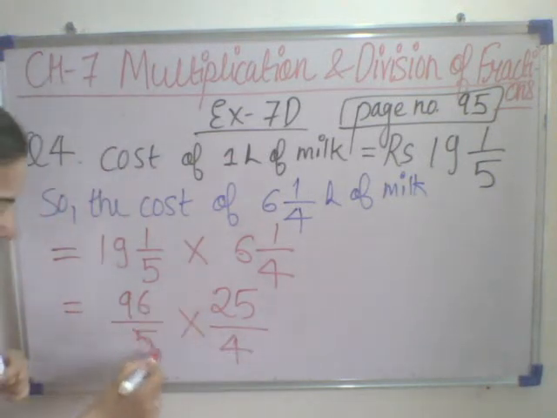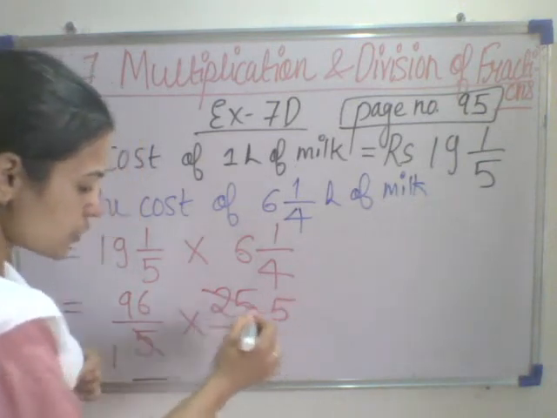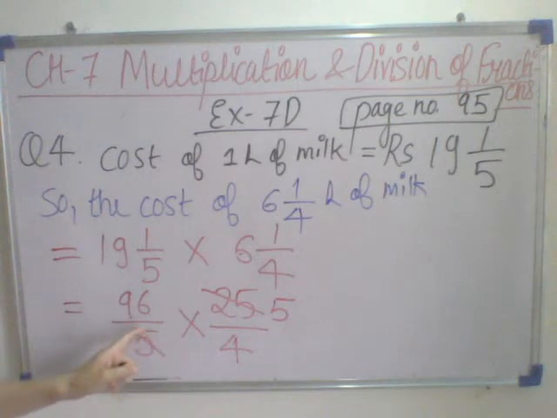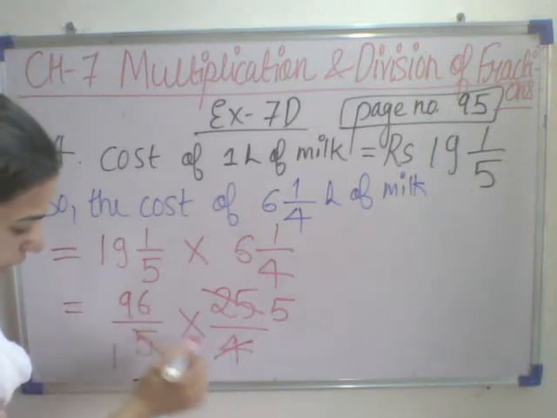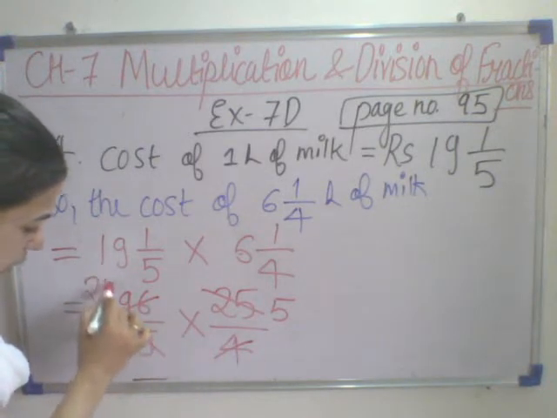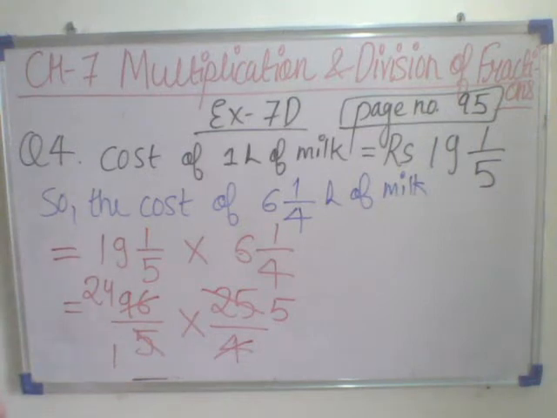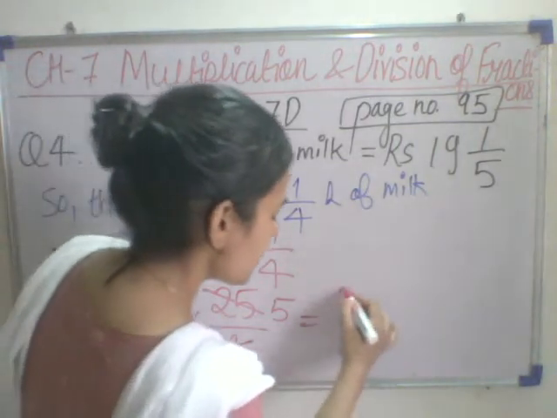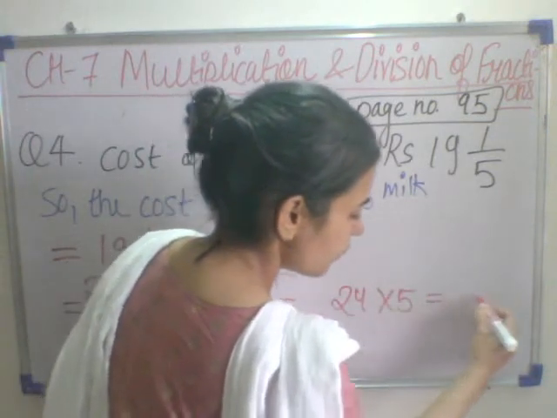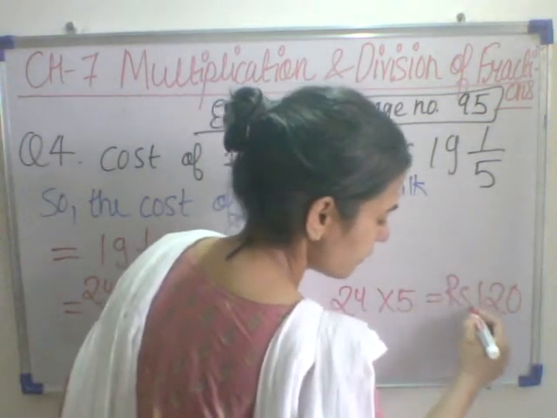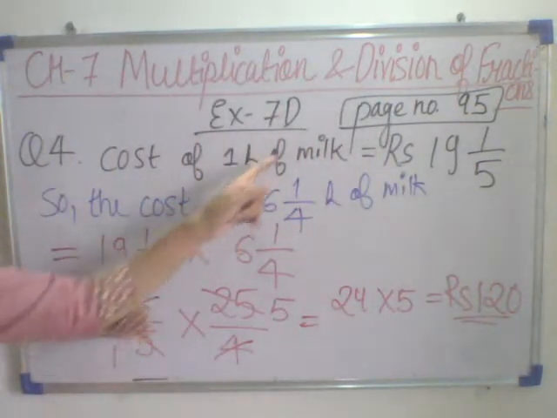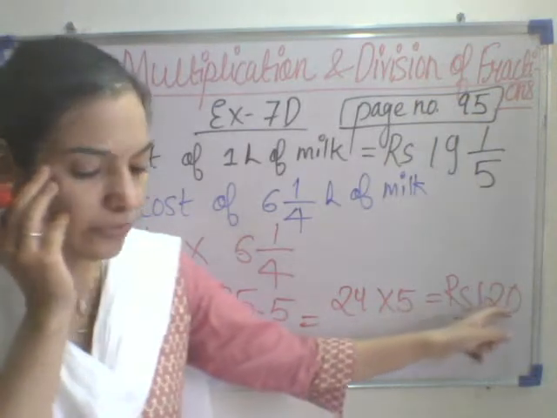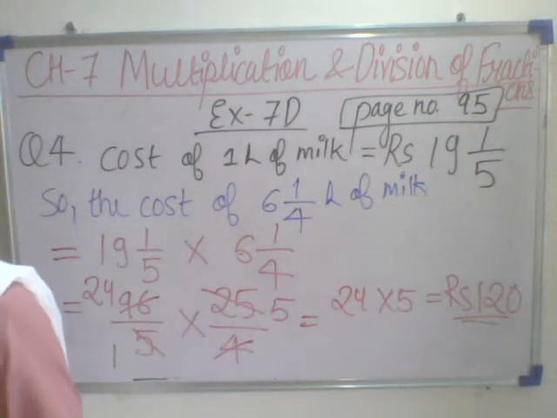Now we can cancel this. 5 1s are 5, 5 5s are 25. This 96 can also be cancelled with the 4. If we divide 96 by 4, we will be getting 24. So 24 into 5, if we multiply 24 with 5, we will be getting 120. So what is the cost of 6, 1/4 liter of milk? It is rupees 120.